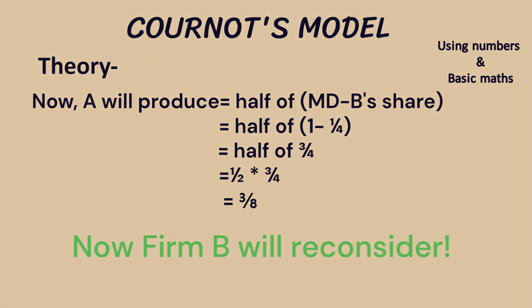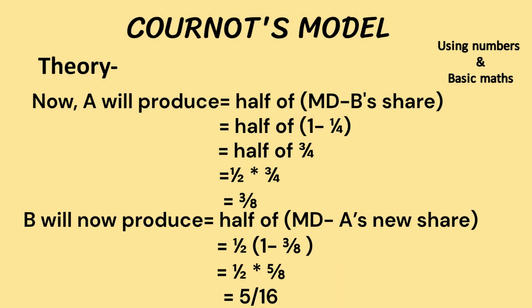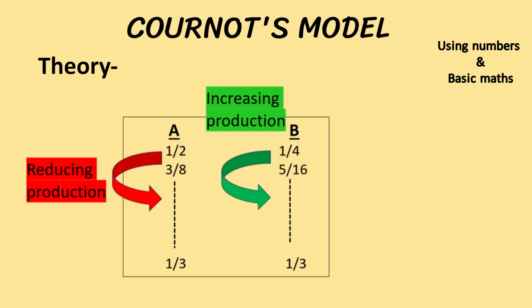Now we'll calculate the new level of output for firm B using the same formula. So we have half of 1 minus 3 by 8, and we get half of 5 by 8, which is 5 by 16. So now B will produce 5 by 16. What we can see here is that A is reducing output while B is getting the opportunity to increase output. B has increased its output. Again, it will lead to a decline in profits for firm A. So A will reconsider it. Then seeing this, B will reconsider it too.